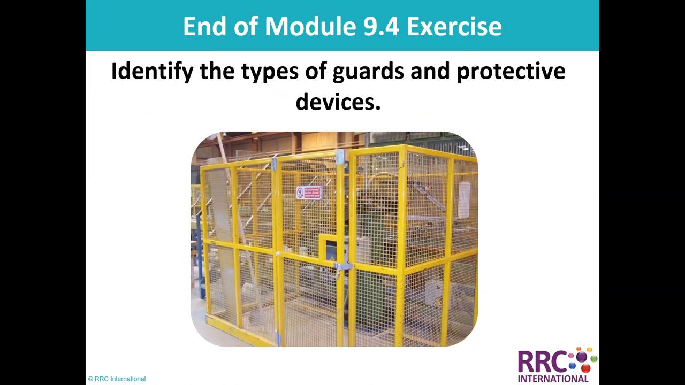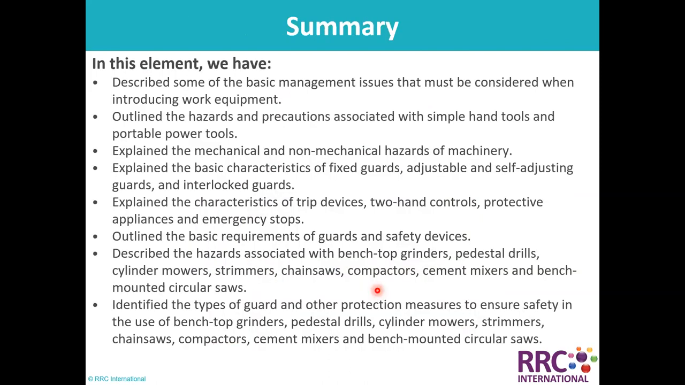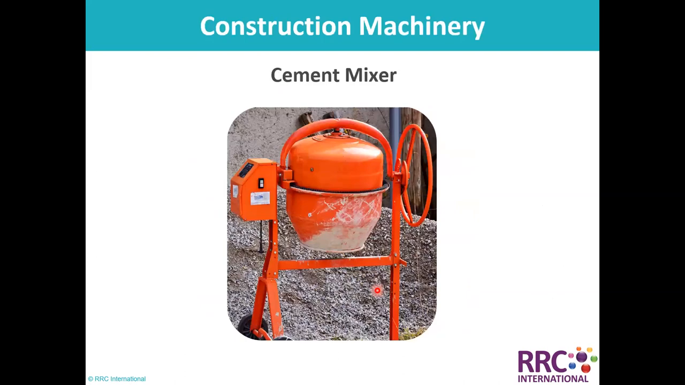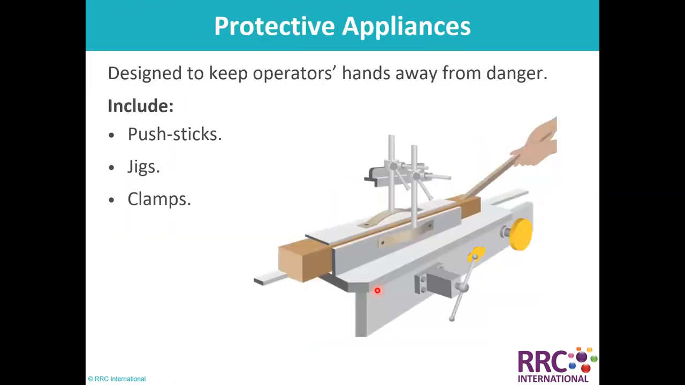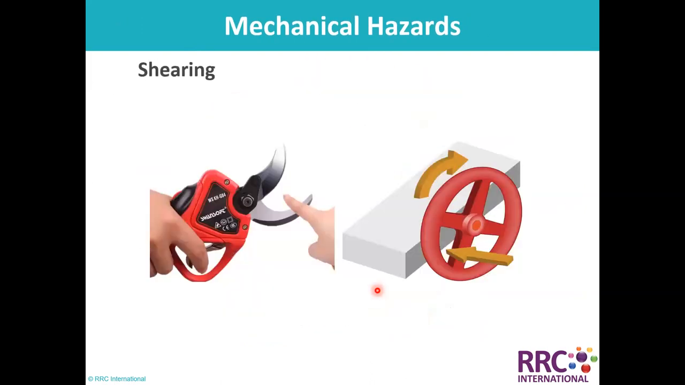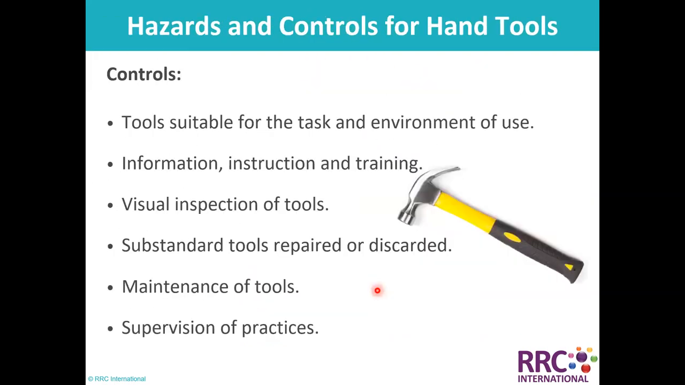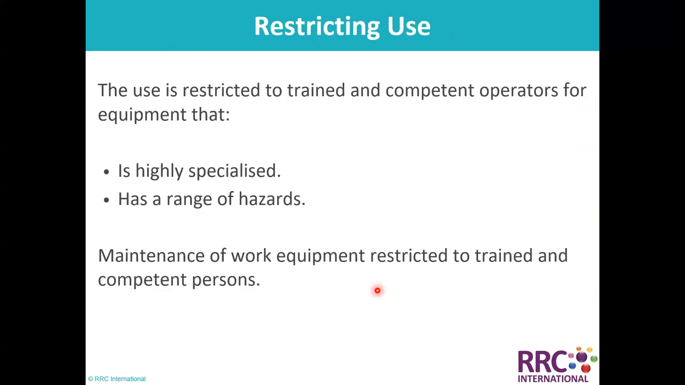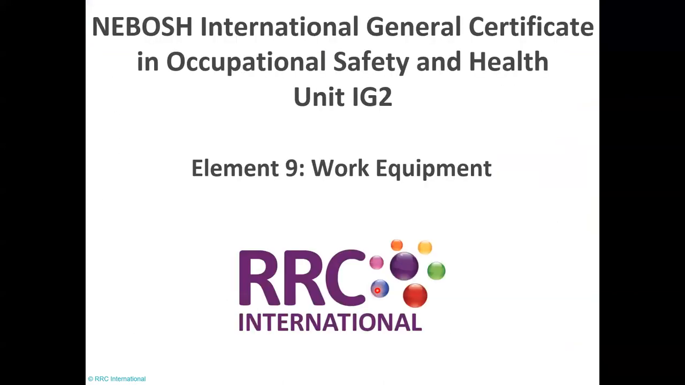Very nice. Okay, so this is the end of our module 9.4. And in this whole chapter, what did we discuss? Instead of giving you a summary from one slide, we will have a quick review of the whole unit. In element 9, which was all about work equipment, what did we discuss?